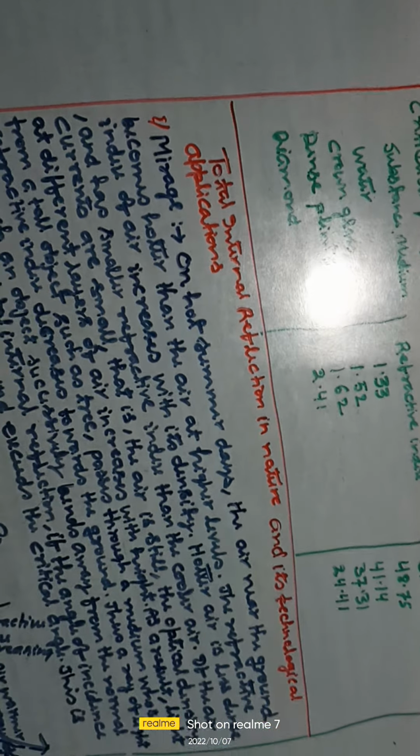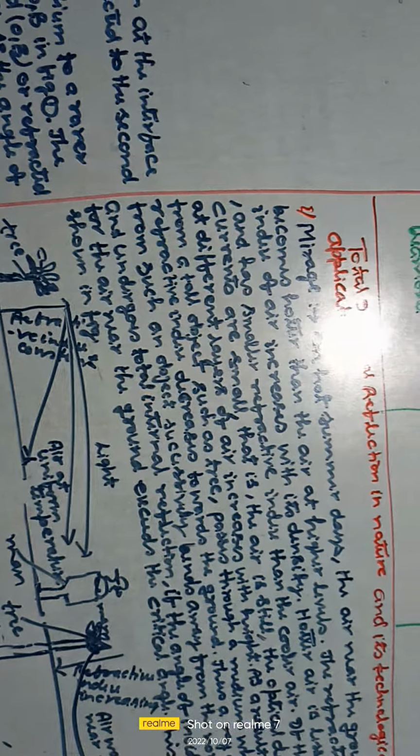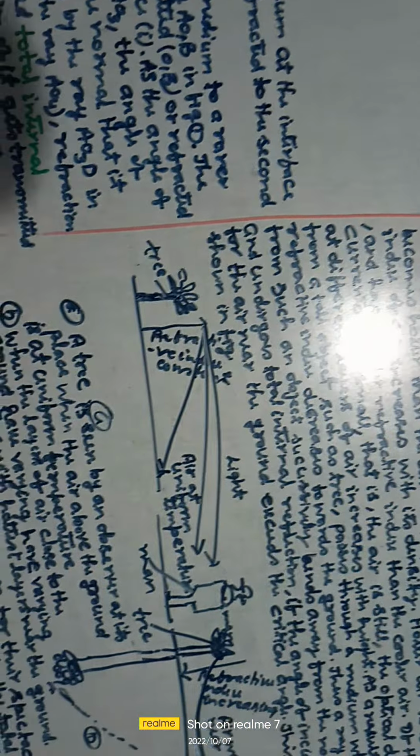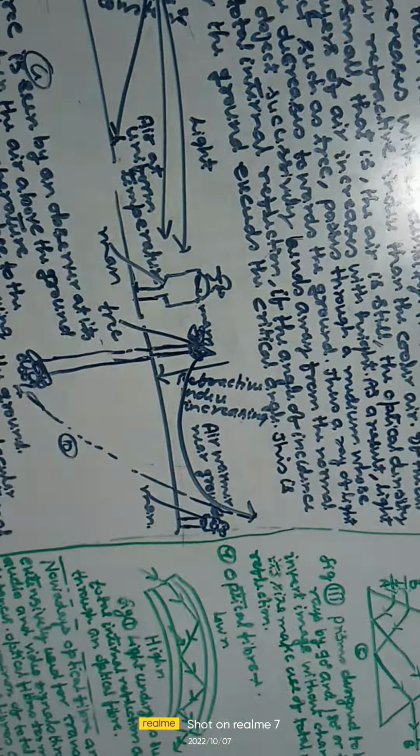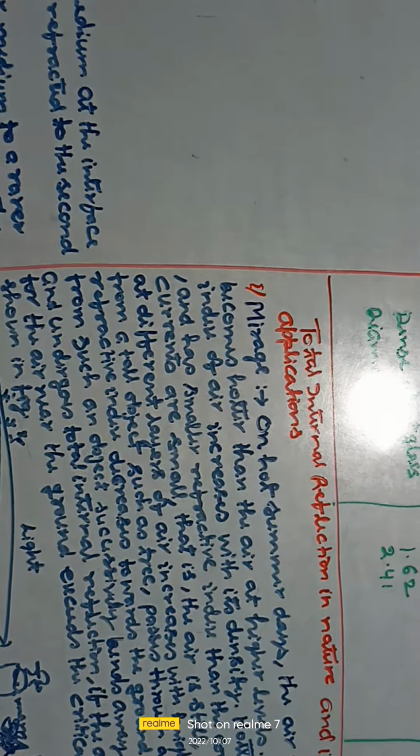Now, total internal reflection in nature and technological applications. First is mirage, second is diamond, third is prism, and fourth is optical fiber. Now, mirage.